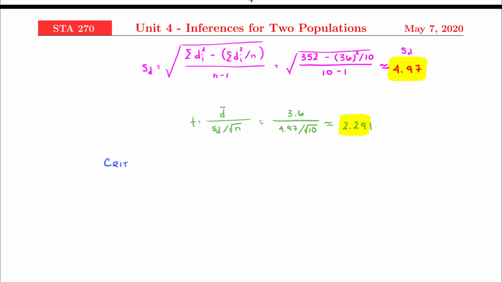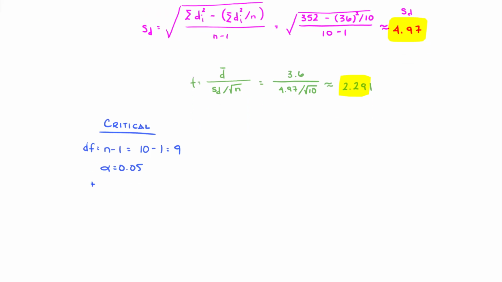So for the critical value approach, we have degrees of freedom being n minus 1, which in this case is 10 minus 1, which is 9. So we have 9 degrees of freedom. And we have alpha equal to 0.05. So we're looking at a two-tailed test, so we know that it has to be plus or minus t sub alpha over 2.